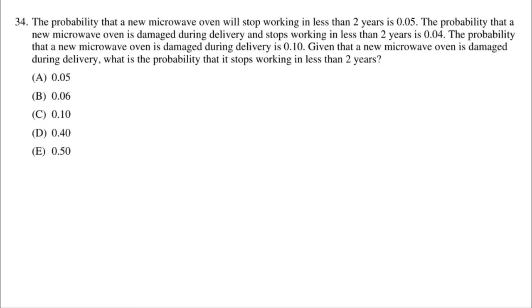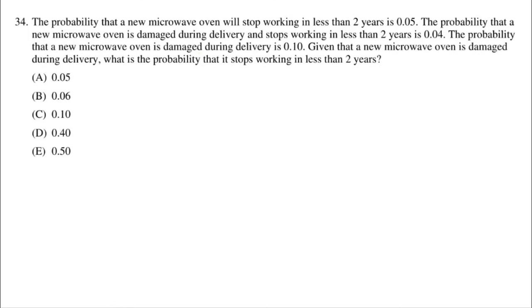In this problem, it says the probability that a new microwave will stop working in less than 2 years is 0.05. The probability that a new microwave is damaged during delivery and stops working in less than 2 years is 0.04. The probability that the new microwave is damaged during delivery is 10%, or 0.10. Given that a new microwave oven is damaged during delivery, what is the probability that it stops working in less than 2 years? Okay, for a lot of kids, they read this and their mind gets blown. There's so many different numbers given, so many different scenarios that sound very familiar. Stops working, breaks during delivery, like what's going on?